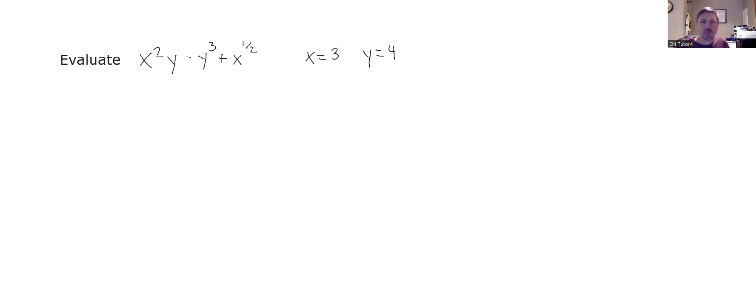All right, for this particular problem, we've been asked to evaluate it. And so we simply need to plug in the x and the y with the values that have been assigned to those into this particular expression.